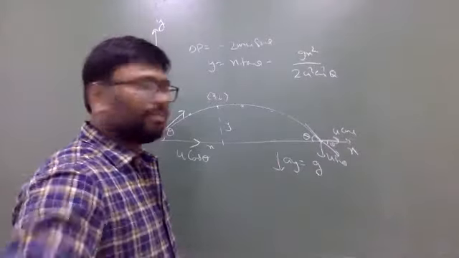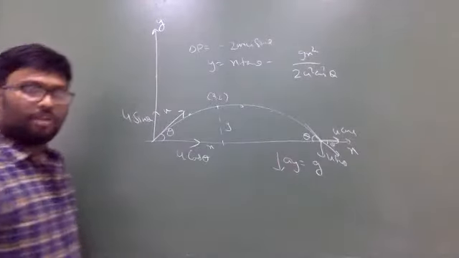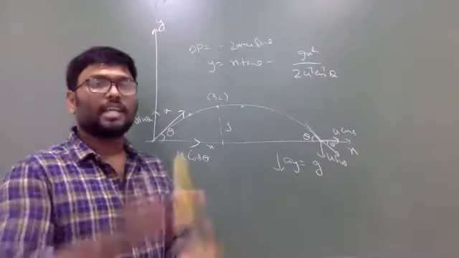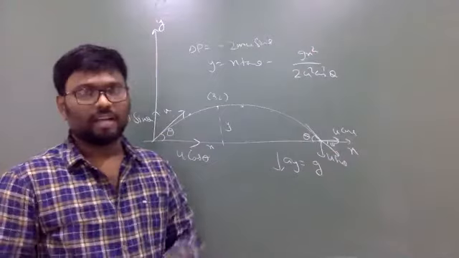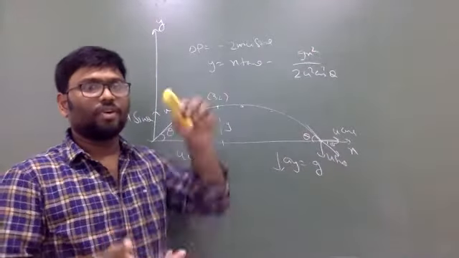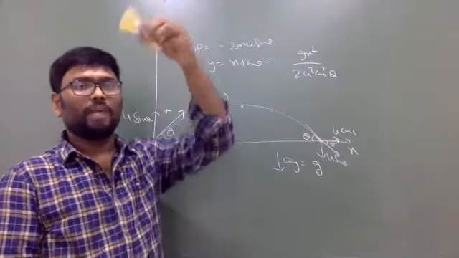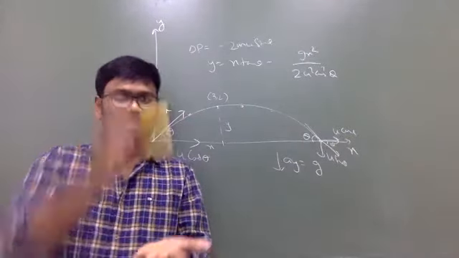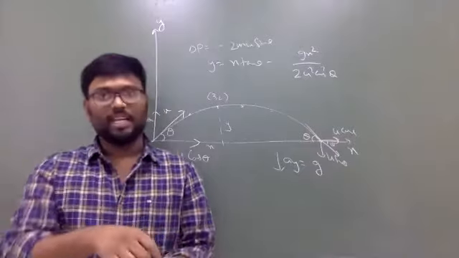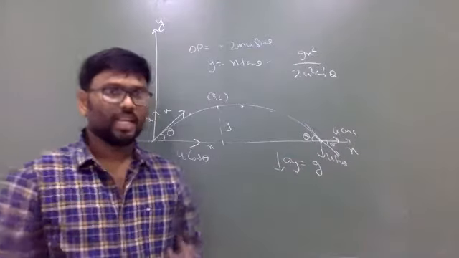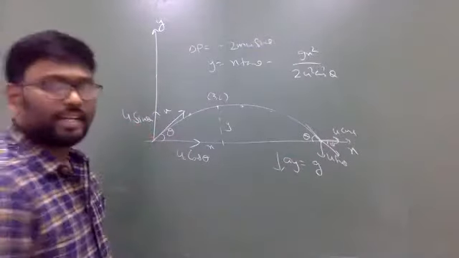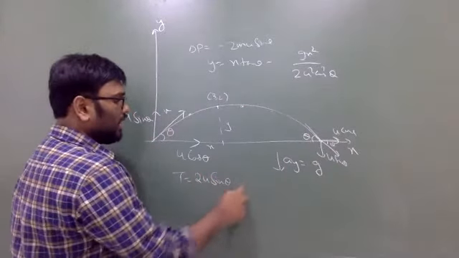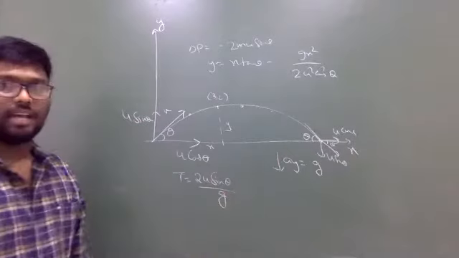The next one, time of flight. Time of flight is the time taken to reach from this point to this point. It is simple. If you throw a particle straight, it will go up and come back, right? When you throw it, it goes up and comes down. If you remember, if you throw it with u, time taken to go up is u by g. While coming down, u by g. So total time of flight is 2u by g. So instead of u, we have u sine theta. So time of flight is 2u sine theta by g.